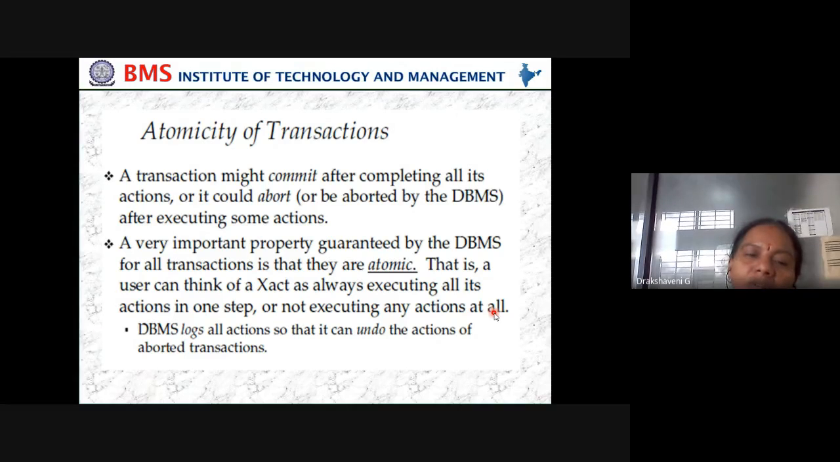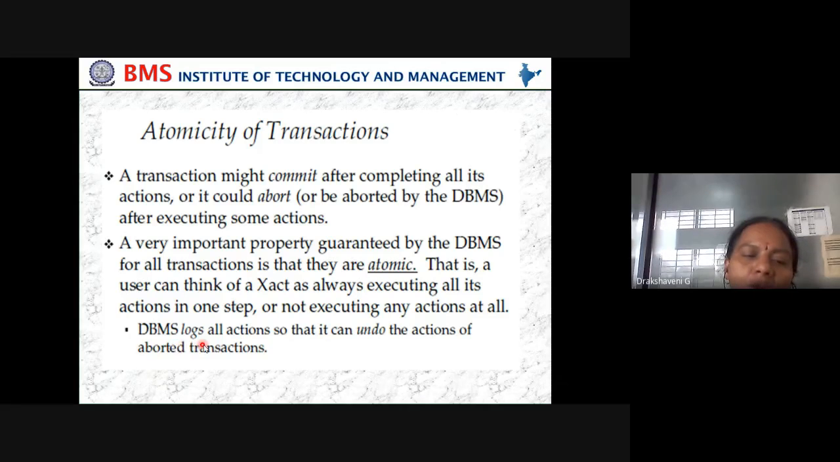All your work, whatever you have done, will be saved. So that's what atomicity means here. Execute the actions in one step, or do not execute any actions at all. So that's what atomicity says: execute or don't execute. Do one step or don't execute. So that is atomicity.